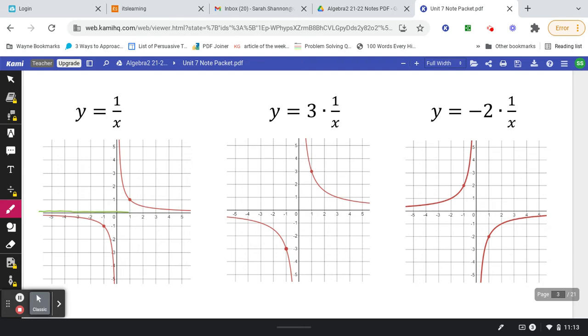This is our original graph, just 1 over x. You can see we have those lines right there. They have not been moved at all. So that's your most basic graph.